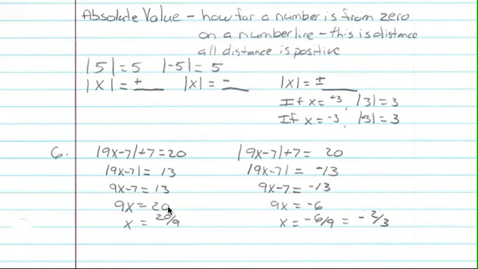If I were to plug 20 over 9 in here, I would get 20, following the rules. And if I were to plug -2/3 in for x, I would also get 20, because once I take the absolute value of that, I have a positive. Okay, so that's a little bit about absolute value.